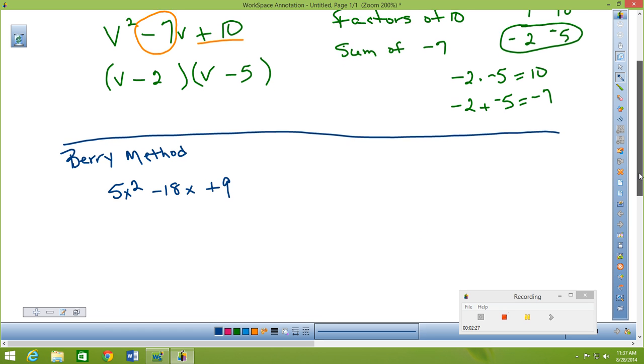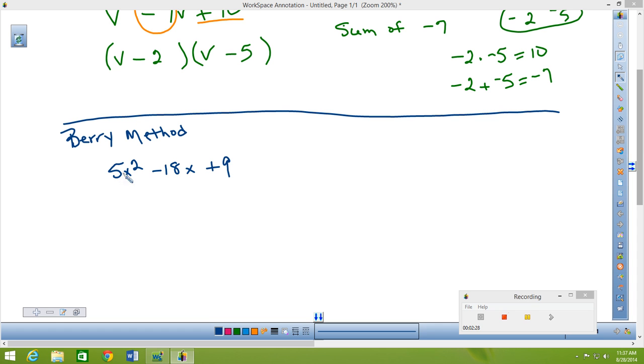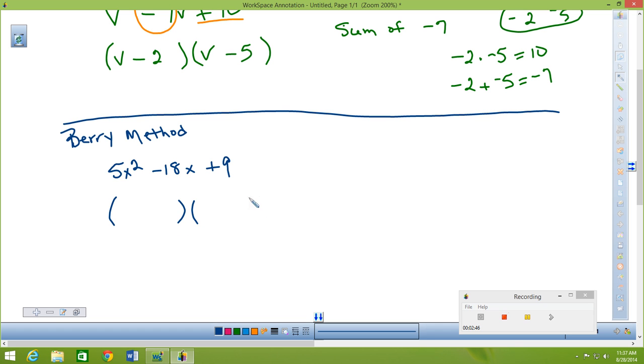The first thing we always want to do is to look at all of our numbers here and see if we have a common factor. We've got 5, 18, 9. There is not a single number that goes into all three of those. So we're going to go ahead and put our two sets of parentheses. And I'm going to start out on the Berry method by taking 5x and putting it in the front of each parentheses. Now we know it cannot stay that way because 5x times 5x is not 5x squared.